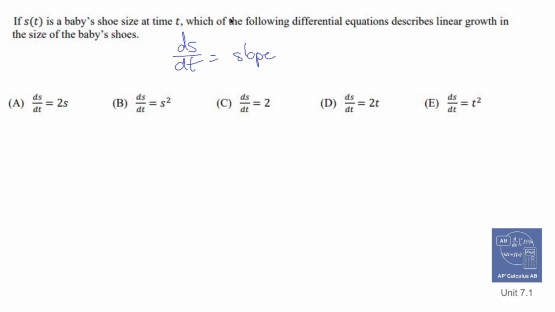In order for the actual equation to be linear, the slope has to be constant, a regular number, like 5 or 12 or 2. So C is the answer because the rate of change needs to be a constant in order for it to be linear.